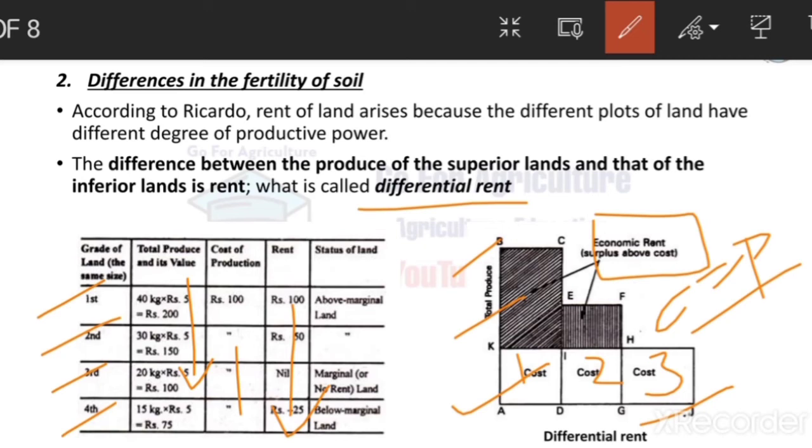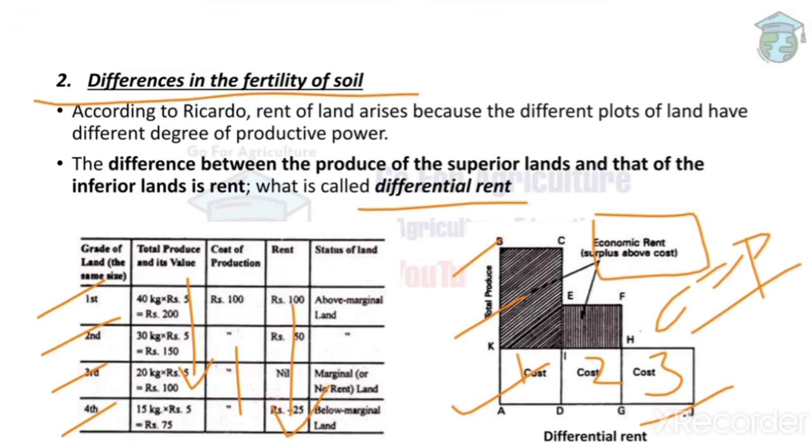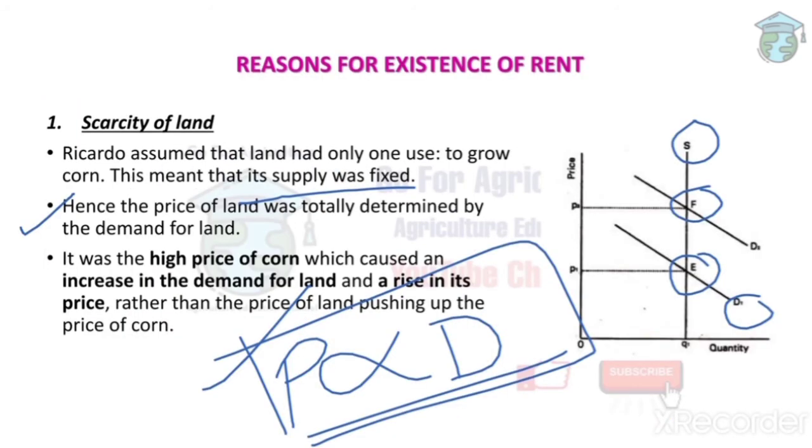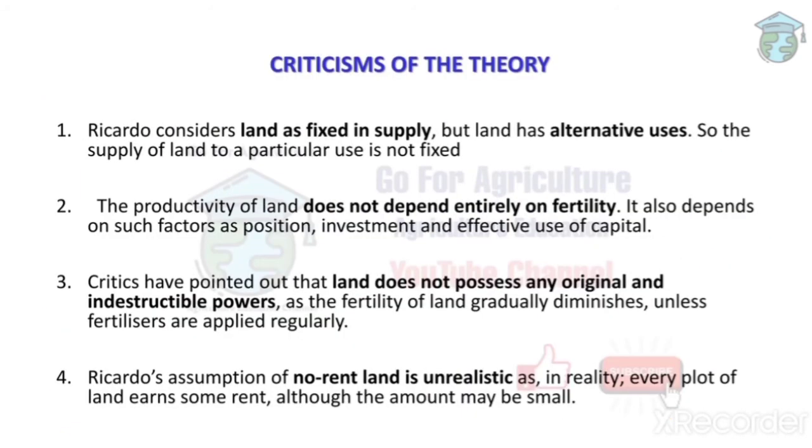So the rent depends on the differences in the fertility of the soil. Fertility means productivity. So this is the reason for the existence of rent. Okay, next is criticisms of the theory. Till now we have studied that Ricardo simply said that land is basically used for growing corn.